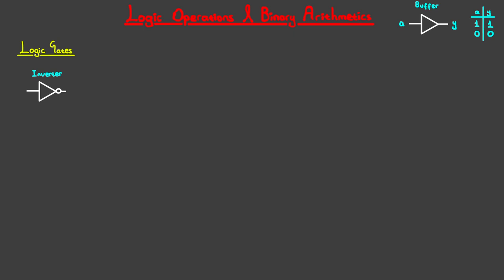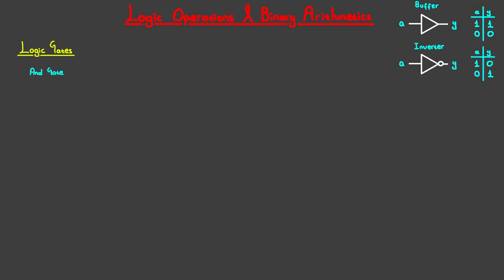This is the symbol for an inverter. As you can see, it's really similar to the buffer, with a tiny difference, a small circle on its output. The inverter, as the name suggests, just inverts this input and gives it on its output. Let's construct its truth table. If the input is 1, then the output is 0, and if the input is 0, then the output is 1. If you compare this table to the buffer, you'll see that its behavior is the exact opposite, meaning its outputs are opposite to that of the buffer.